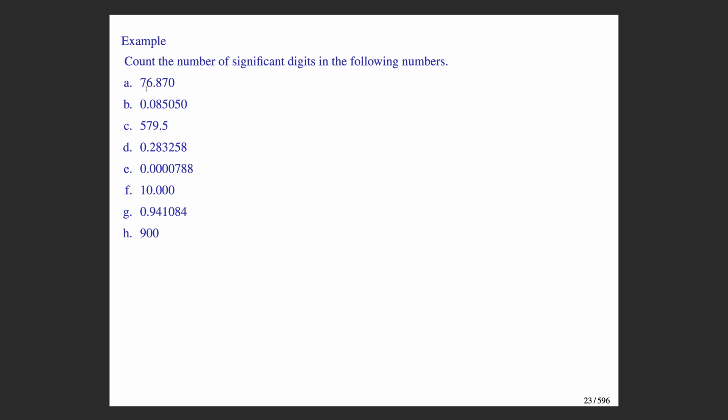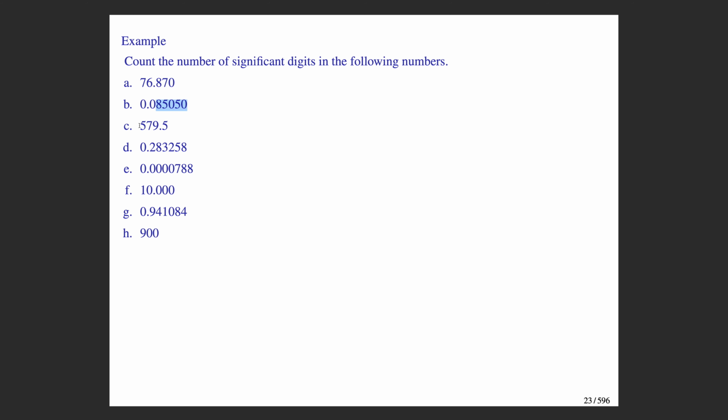In part A, we have several non-zero digits. Each of these is a significant digit, and then we have one trailing zero when there's a decimal present. We interpret this zero as being significant. So in this number, we have a total of 5 significant digits. All of these digits are significant. In the next example, the 2 leading zeros are not significant, so neither of these are significant digits. However, the captive zero, which is located between 2 non-zero digits, is significant. And because we have a decimal point present, we know that the trailing zero is significant. So these are the significant digits in the number, and we've got 5 of them again.